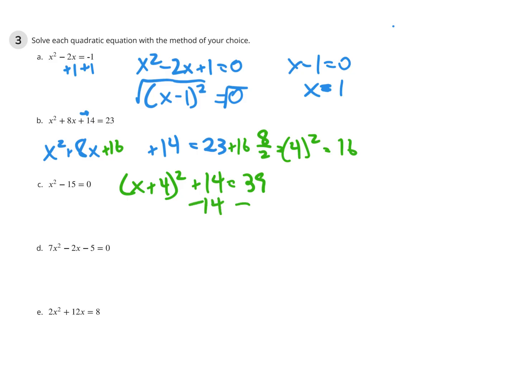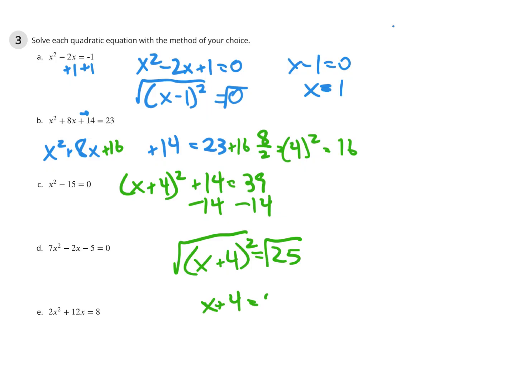I subtract 14 from both sides. I get x plus 4 quantity squared is equal to 25. Don't forget to bring down your squared. A lot of people forget. So I'm going to square root both sides. And x plus 4 pops out is equal to 5. x plus 4 is equal to negative 5. Subtract 4 from both sides on both equations. x equals 1 and x equals negative 9. So x has 2 solutions for this problem.